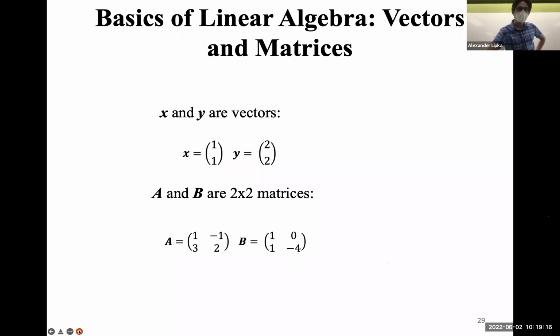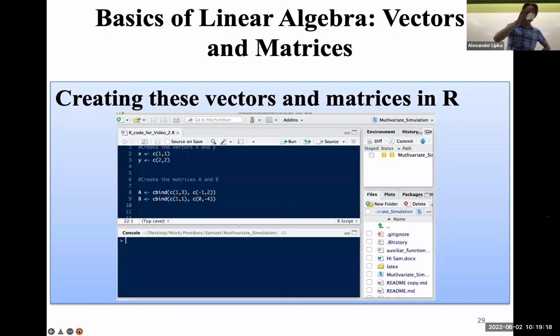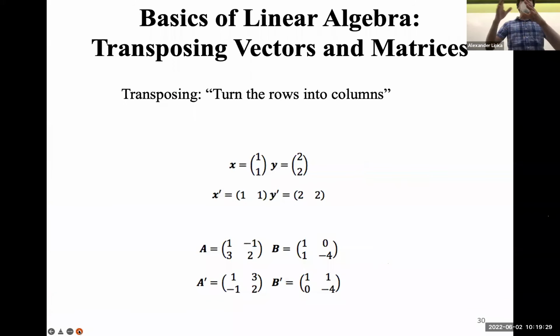Just really quickly, I also provide some sample screenshots of R code to show you how to draw matrices. This is how you do it in R. On your own time, you have access to these slides, so you can study these in detail and see how it works.